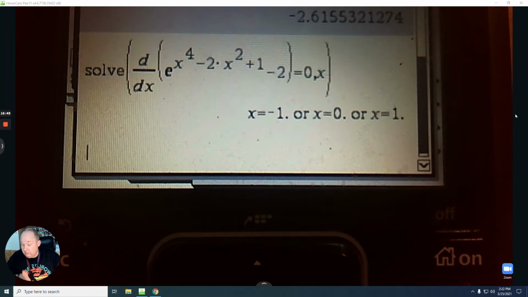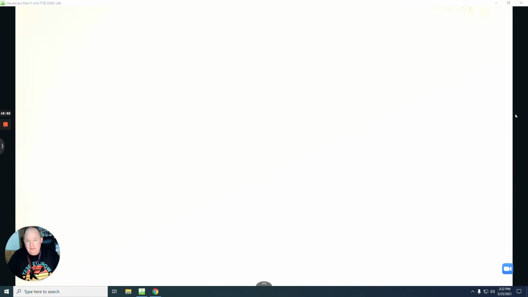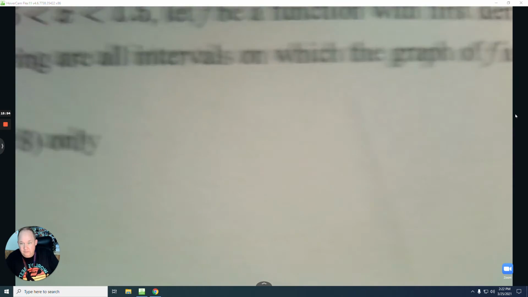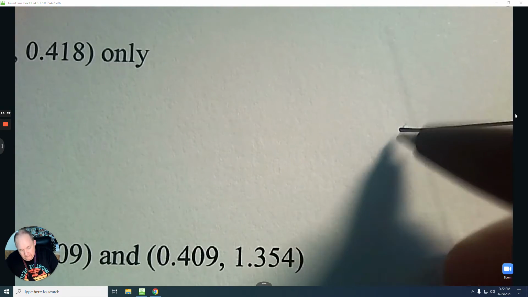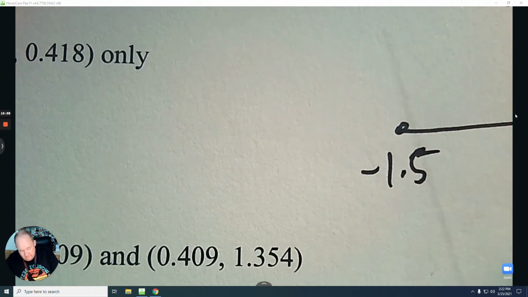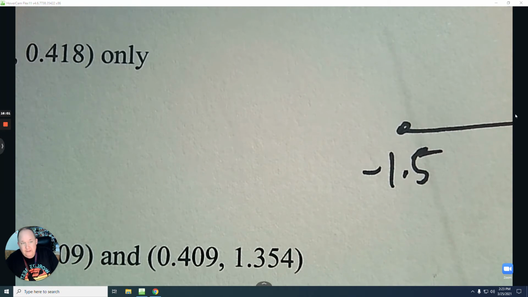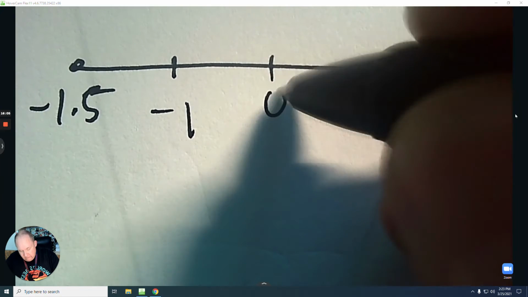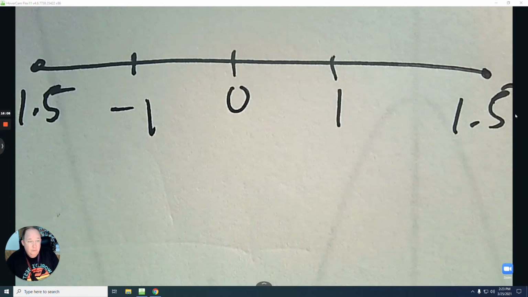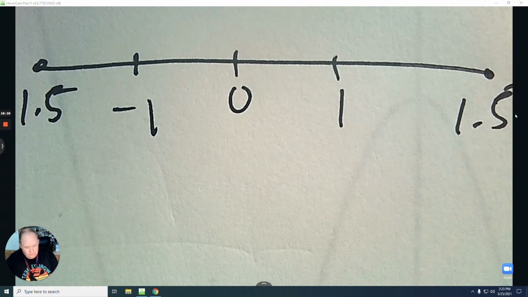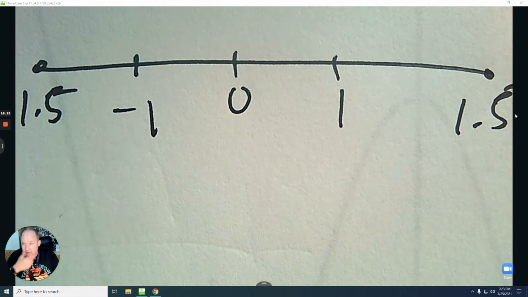And so I get the answer -1, 0, or +1. Now we're looking from -1.5 to +1.5, so they're all in the correct interval. So I'm going to draw a line from -1.5 to +1.5. And then the critical numbers are -1, 0, and +1. So when you make it equal to 0, that's the answers. And then we want to know, where is it concave down in that interval?